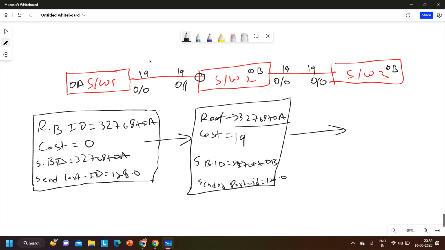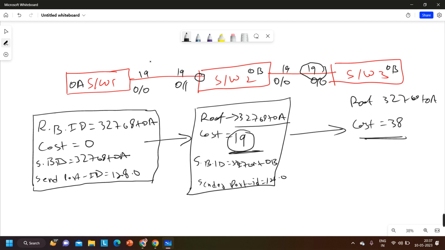Then it will forward it to switch 3. Here, guys, tell me, root bridge ID will be the same: 32768 plus 0A. Cost will be what? 38, sir. 38, right? Because cost 19 is coming in the update, and the cost of my receiving interface is also 19. So 19 plus 19, cost will be 38. That means this is the cost to reach the root bridge. This is the distance to reach the root bridge from switch number 3. This is the distance from switch 2 to reach the root bridge.